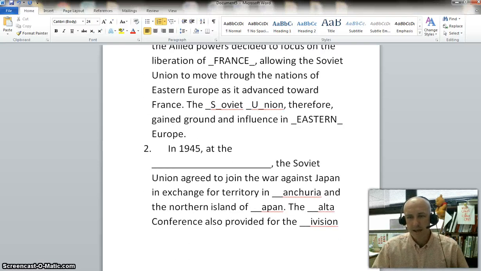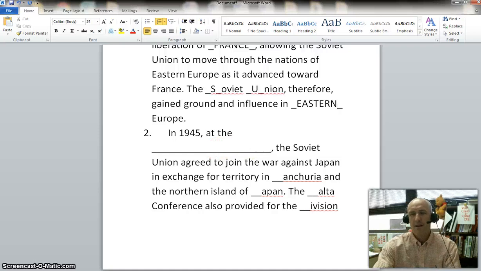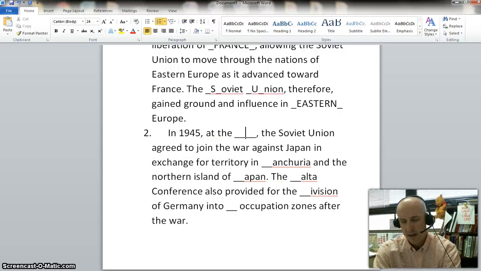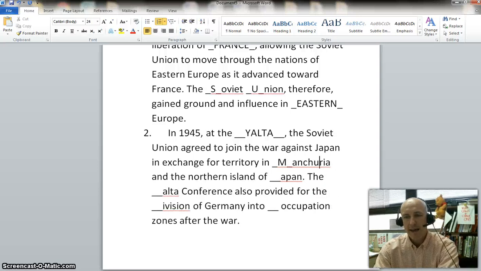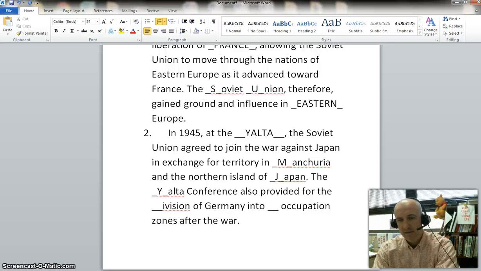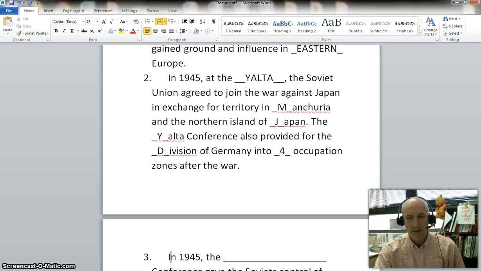All right, let's look at the second thing. 1945, the year the war ends, at another conference called the Yalta Conference. The Soviet Union agreed to join the war against Japan in exchange for territory in Manchuria and the northern island of Japan. The Yalta Conference also provided for the division of Germany into 4 occupation zones after the war. And remind me to show you what these occupation zones look like.